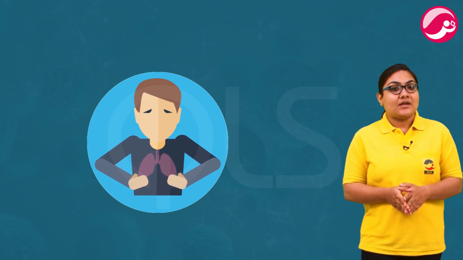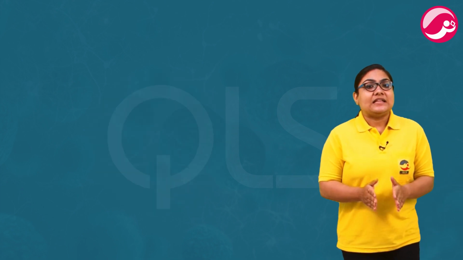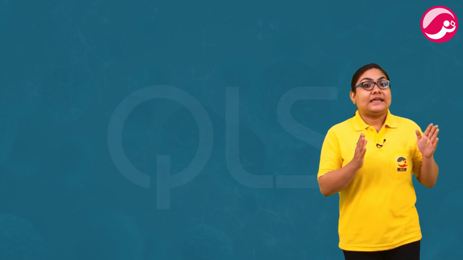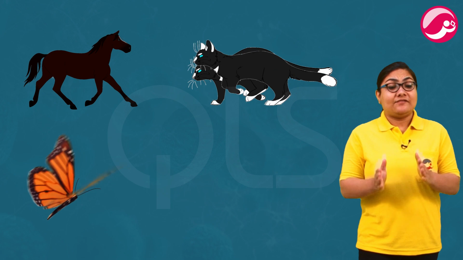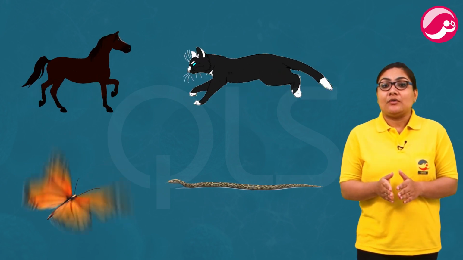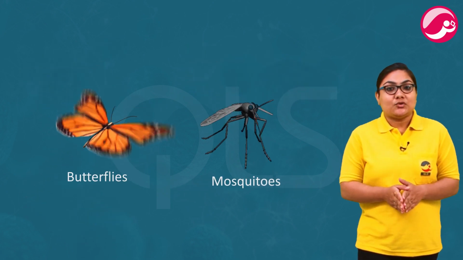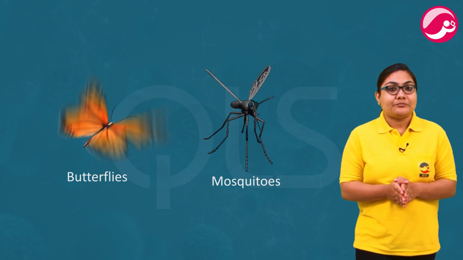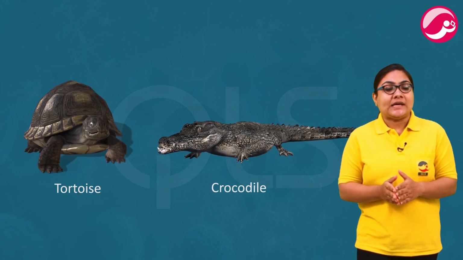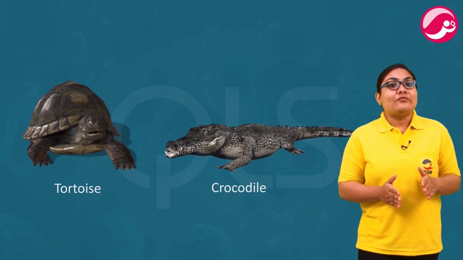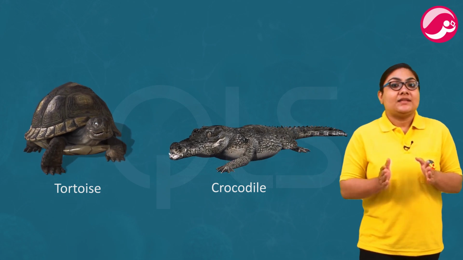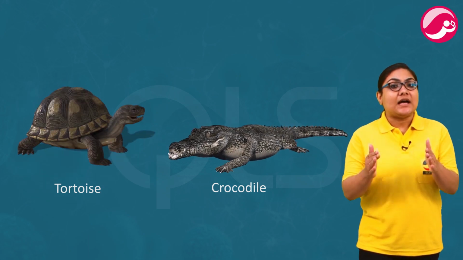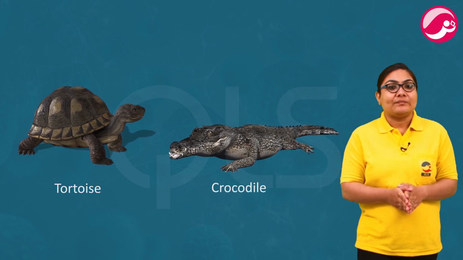Like us, even animals also show movements. They can walk, they can jump, they can fly, they can hop, they can crawl. Butterflies and mosquitoes have two pairs of wings that help them to fly. Tortoise and crocodiles have legs and move about using them. They use scales present on the underside of the bodies to move.